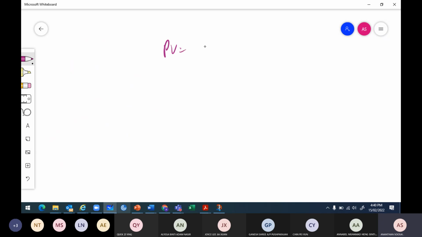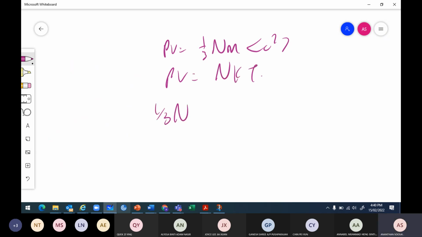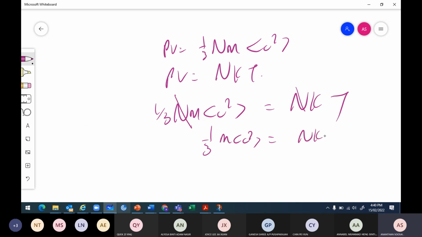So PV equals 1/3 nmc squared. PV equals nkT. So 1/3 nmc squared is equal to nkT. The n cancels, so 1/3 mc squared equals kT. You want to find the kinetic energy formula. Kinetic energy is half mc squared. You want to get half, not 1/3 here. So how do you change 1/3 to half?